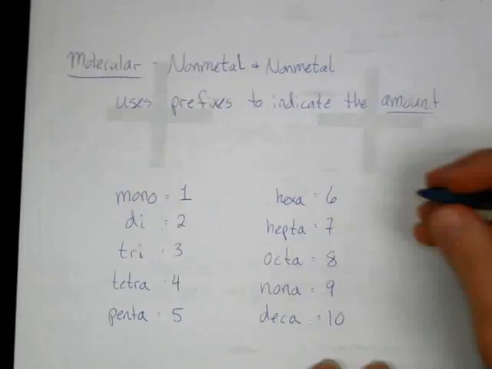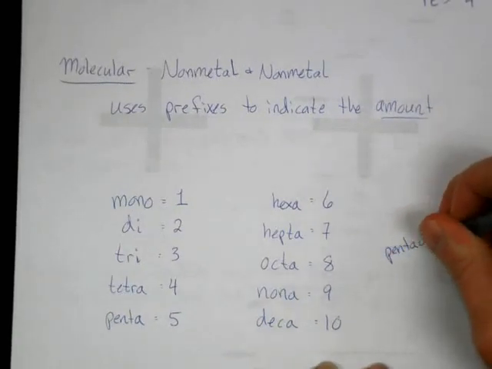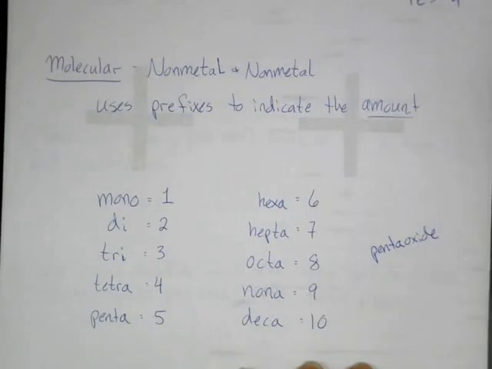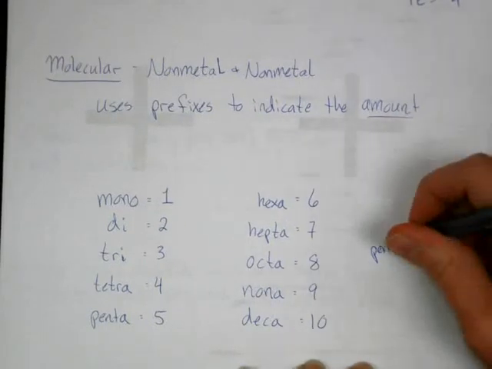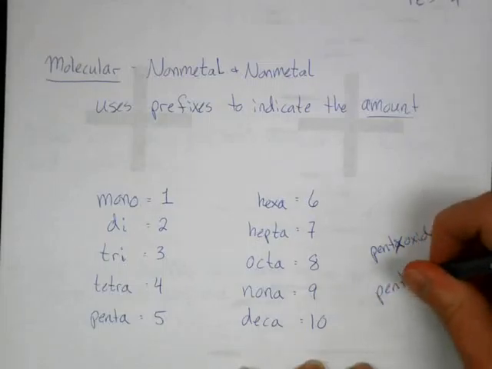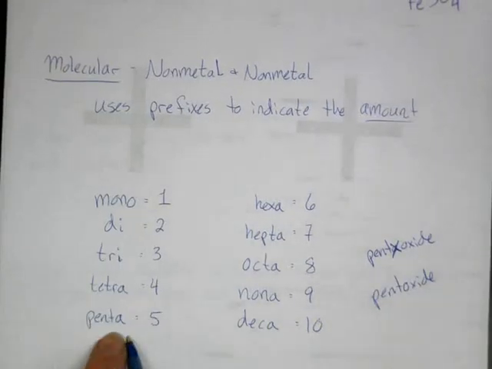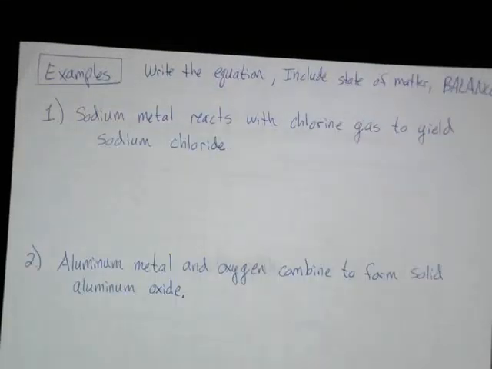If you have something that has a double vowel, for example, pentaoxide, as a grammar thing, we're going to drop the A so that it's easier to see. So you may see something that just says pentoxide instead of pentaoxide. It would just mean 5 oxygens. We've just dropped the A to make it easier to say.